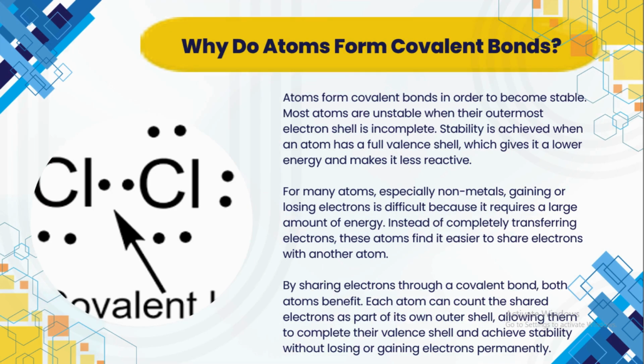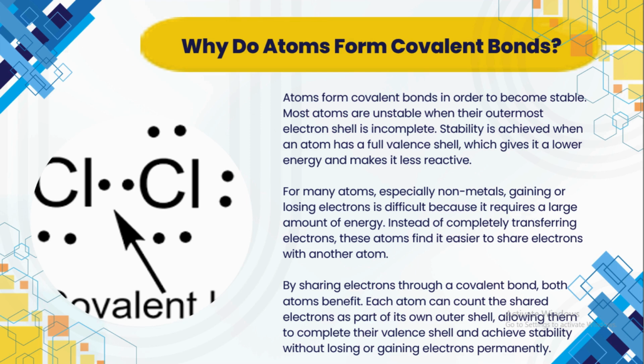So why do atoms form covalent bonds? Basically, atoms form covalent bonds in order to become stable. Most atoms are unstable when their outermost electron shell is incomplete. Stability is achieved when an atom has a full valence shell, which gives it a lower energy and makes it less reactive. For many atoms, especially non-metals, gaining or losing an electron is difficult because it requires a large amount of energy.